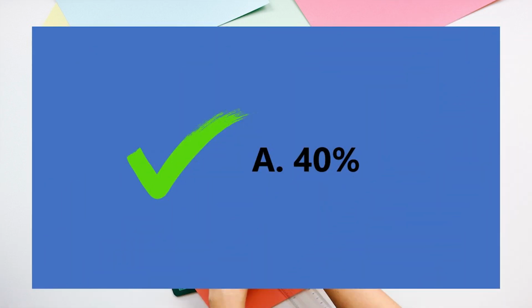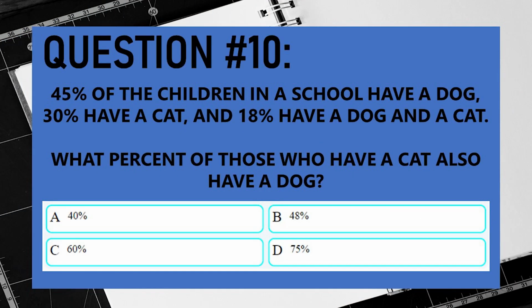And the correct answer is letter A, 40%. Question number 10. 45% of the children in the school have a dog, 30% have a cat, and 18% have a dog and a cat. What percent of those who have a cat also have a dog?